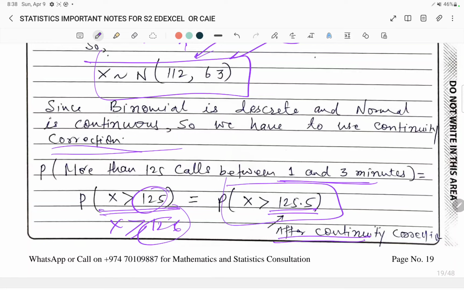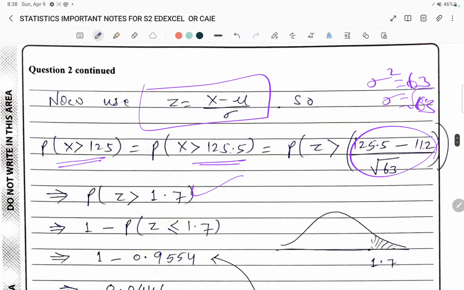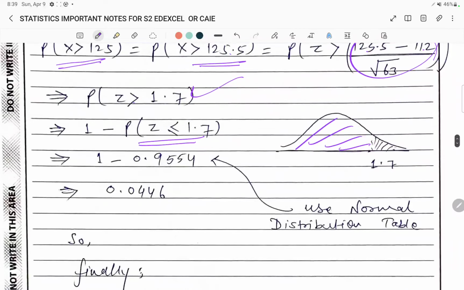Now after that we have to use Z equals X minus mu over sigma to convert to normal. So P of X greater than 125 becomes P of X greater than 125.5. And now Z is 125.5 minus mu 112 over sigma, where sigma square was 63, so sigma is root 63. Just calculate this part, and you will get P of Z greater than 1.7. When it is Z greater than, we always write 1 minus, because the left side result is available. So 1 minus P of Z less than or equal to 1.7.